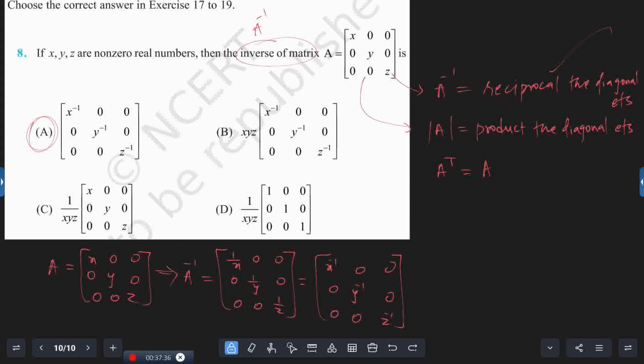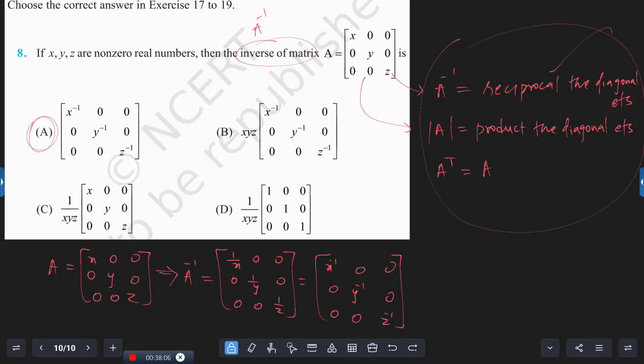Suppose any number they have given, 1, 0, 0, 0, 2, 0, 0, 0, 3, if they are given, what is the A inverse? 1, 0, 0, 0, 1 by 2, 0, 0, 0, 1 by 3. That's it. This is the A inverse. Very easy to go in MCQ. Easily you can find. This is the idea you want to remember. These three ideas, kindly remember to make it easier for MCQ questions.